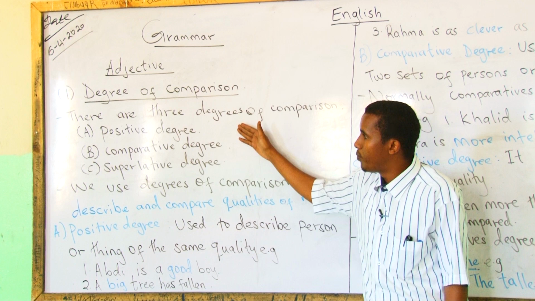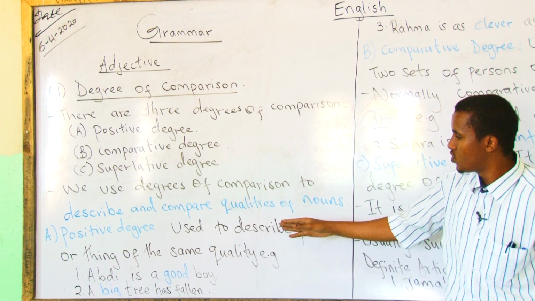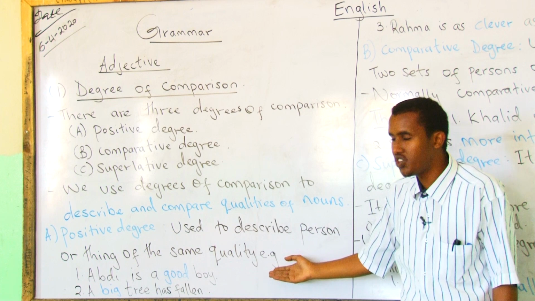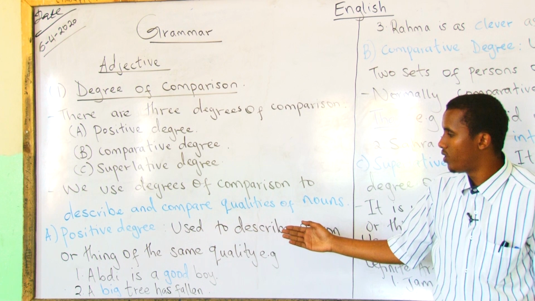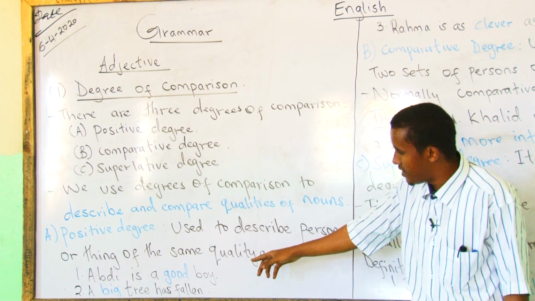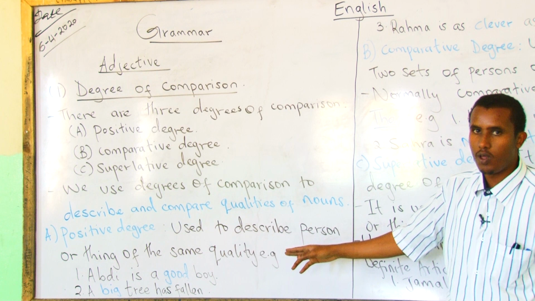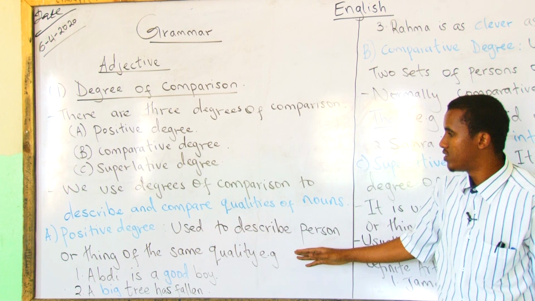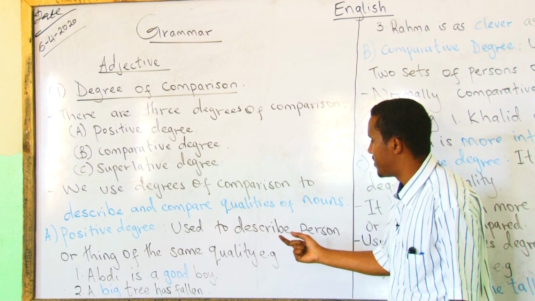Okay, we're going to start with the positive degree. It is used to describe one person or one thing of the same quality, for example: Abdi is a good boy. We don't have anything to compare with Abdi. So Abdi stands alone and his quality is that he is a good boy. There's nothing to compare there, so this is a positive. As I said before, positive degrees use one person or thing of the same quality.